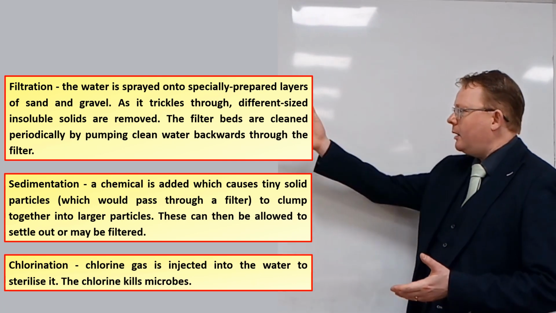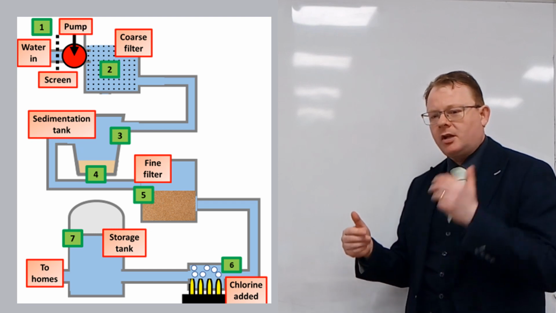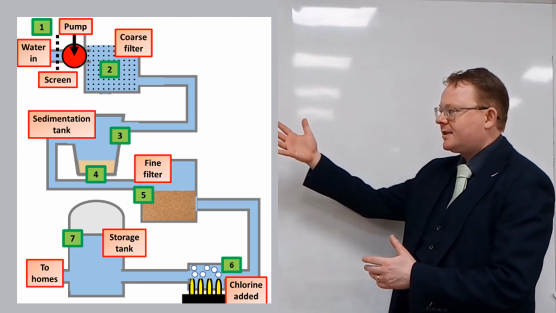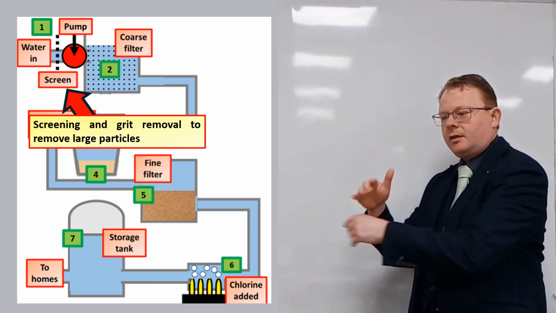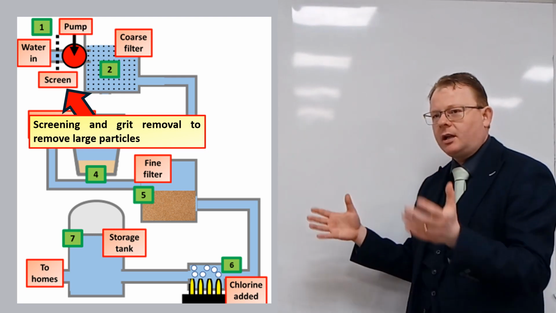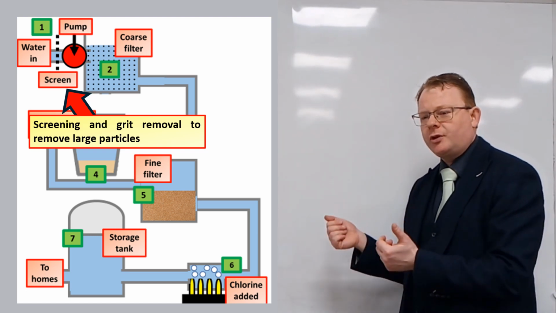So we start off, we get water in reservoirs, where we collect it from either rivers or rainwater, and that is sent through grids. These grids stop any of the large debris and anything that's floating around in the water from getting into the water treatment plant.